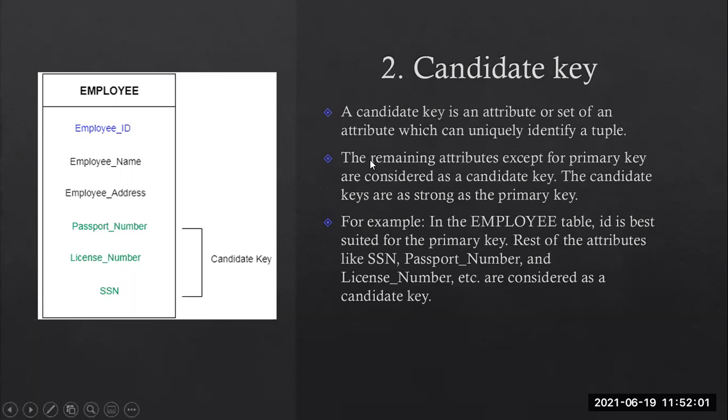The remaining attributes except for the primary key are considered as candidate keys. Now have a look here in the employee table. Employee ID we have mentioned as the primary key. What they have said, remaining attributes except for the primary key are considered as candidates. You might think, what are the remaining attributes here? Employee name, employee address, passport number, license number, and social security number. These are the remaining attributes, right? But all the remaining attributes I have listed are not candidate keys.